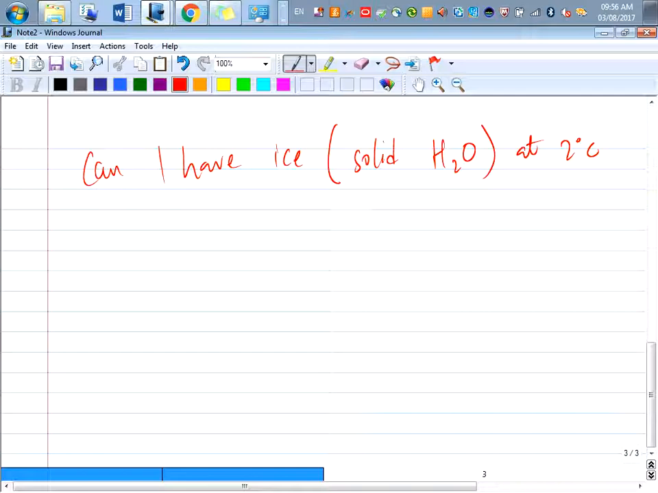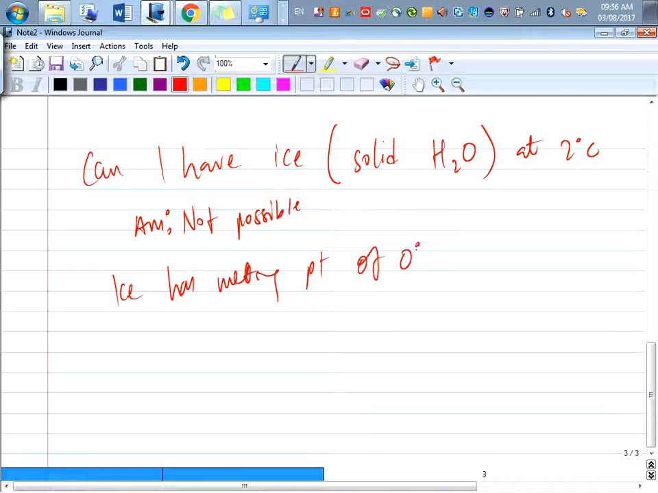What's the answer? What? Ice, I don't care half an ice, whole ice or not. Yeah, okay, it is not possible. Because ice has a melting point of 0 degrees Celsius.